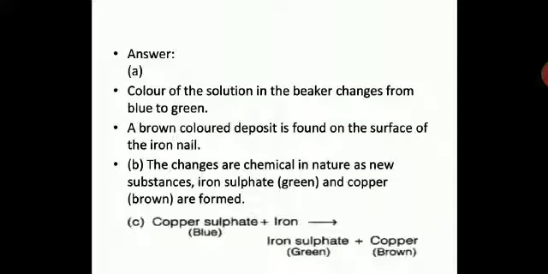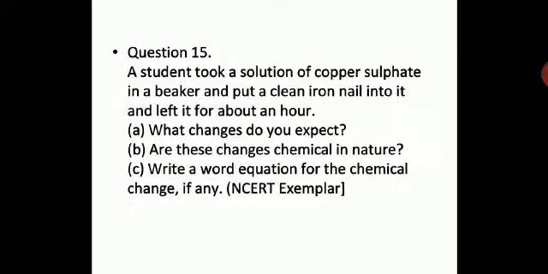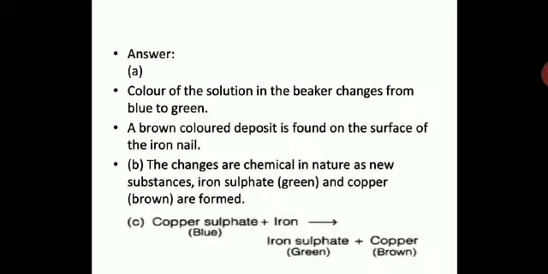Let us see the answer. A. The color of the solution in the beaker changes from blue to green. What was the question there? What changes do you expect? Now your observation was that the blue color copper sulfate solution will change to green. Then a brown color deposit is found on the surface of the iron nail. This is your observation when you do this reaction. That is part A. Part B of the question. The changes are chemical in nature. Why? Because new substances, iron sulfate that is green in color and copper that is brown, are formed. So the solution will turn green and you will see some brown color deposit on the iron nail. Therefore, this is a chemical change.